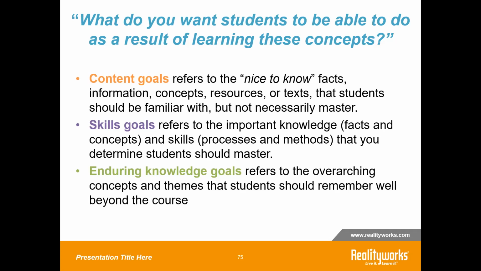And then what we call enduring knowledge goals refers to overarching concepts and themes that students can understand. So when you're talking about one animal and you can go across multiple animals, say, okay, here's reproduction. And this can be an overarching theme on all the animals that we talk about. What is it that you want them to learn? And then how do you get them to do that?